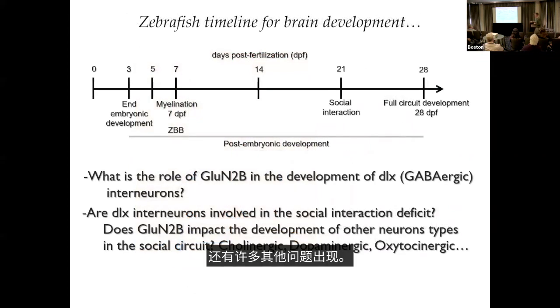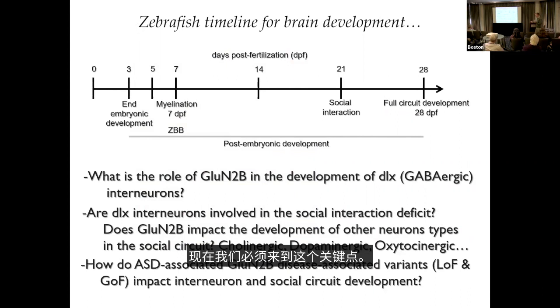There are many other questions that come up. These DLX interneurons are located in the right place, but whether they're directly involved in the social interaction deficit, we don't know. It could also be that GLUN2B impacts other neuronal populations that have been shown to be involved in social interaction, including cholinergic, dopaminergic, and oxytocinergic neurons. And now we come to one critical point.